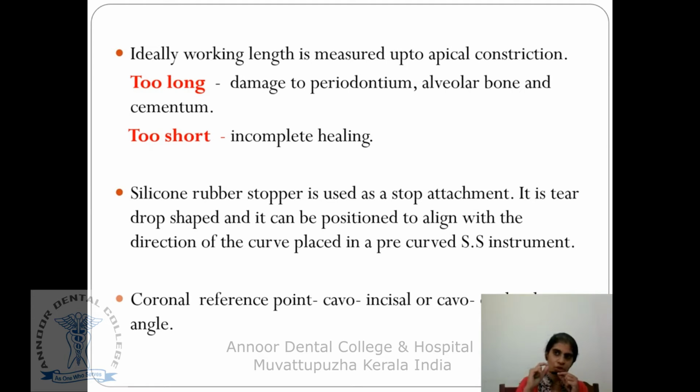So if it is a curved root canal, you can pre-curve your stainless steel instrument, the file or the reamer, and the teardrop attachment can be aligned in such a way that it can be at the inner portion of the curve or the outer portion of the curve. And then you should know what is a coronal reference point, which is cavo incisal for an anterior teeth and cavo occlusal for a posterior teeth.